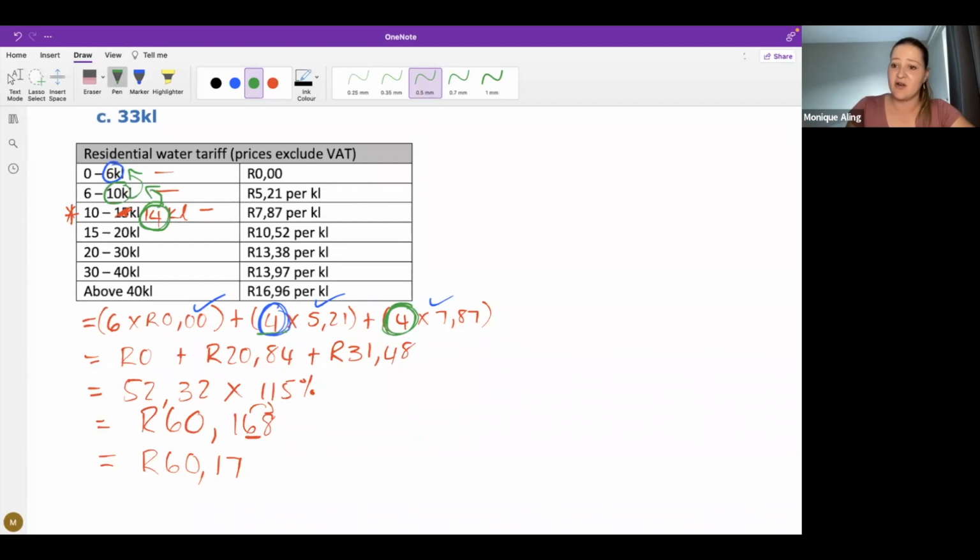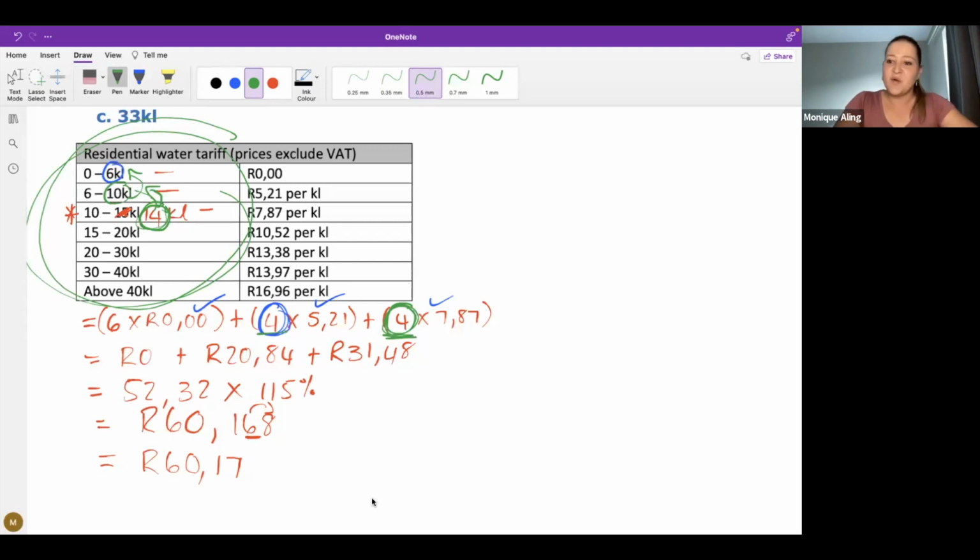That's just one trick I always use as well. So I just say 14 in my table over here. I circle my 14, put an arrow by the 10. 14 minus 10 is 4, and then I know that is the amount of kiloliters in my third brackets. Okay.